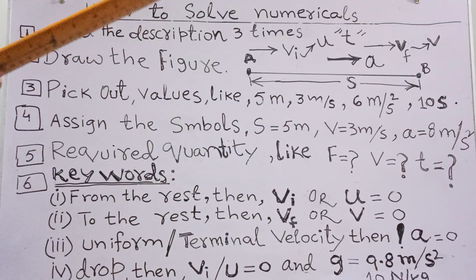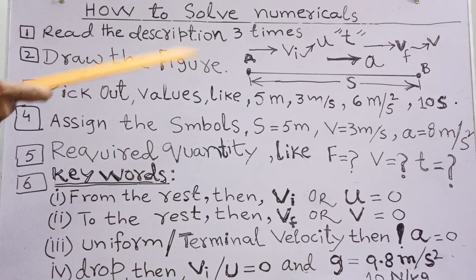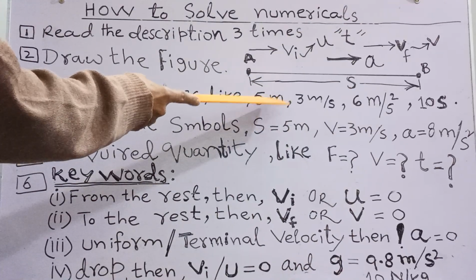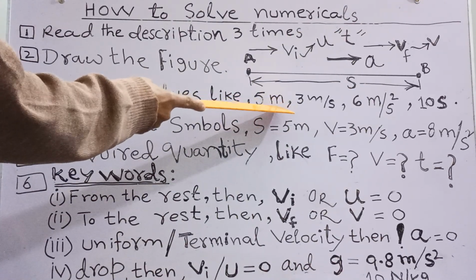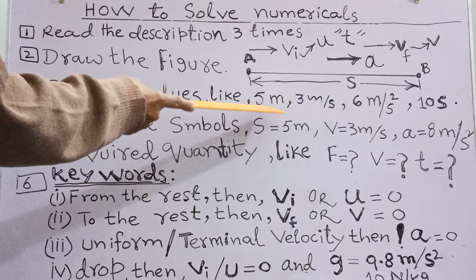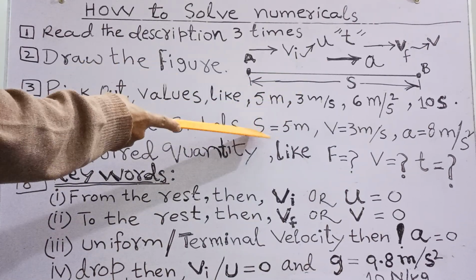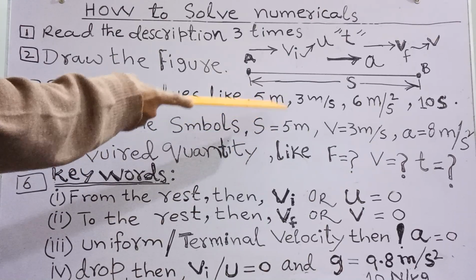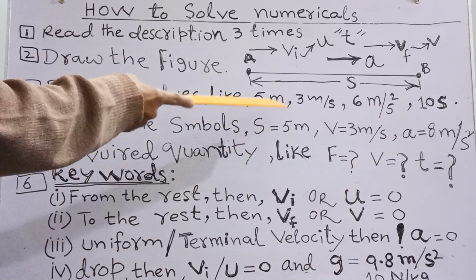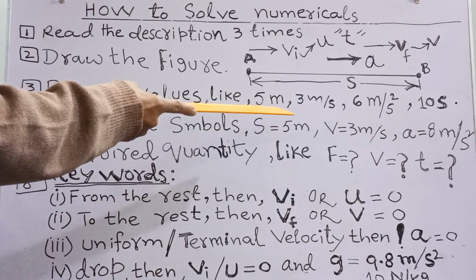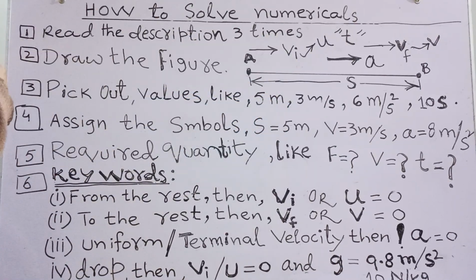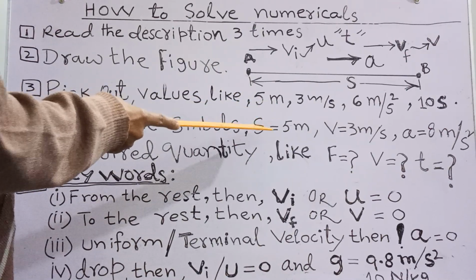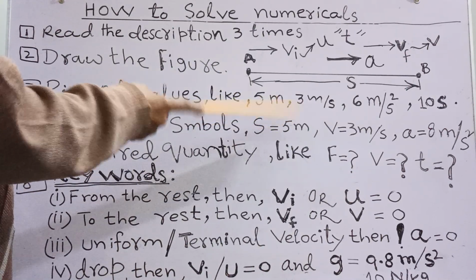Now assign the symbols. Assigning the symbols means this meter will remind you that it is an SI unit of distance or displacement. So assign the symbol S to 5 meter. Hence S is the symbol for distance and displacement. When you have come to the conclusion that 5 meter is a distance or displacement, that's why you assign the symbol of distance or displacement.